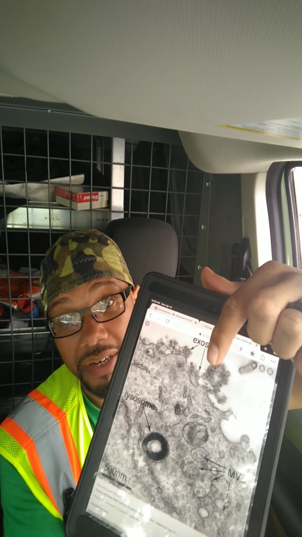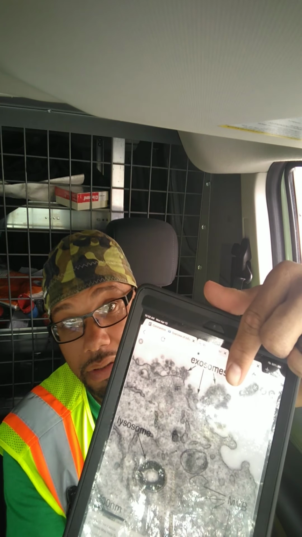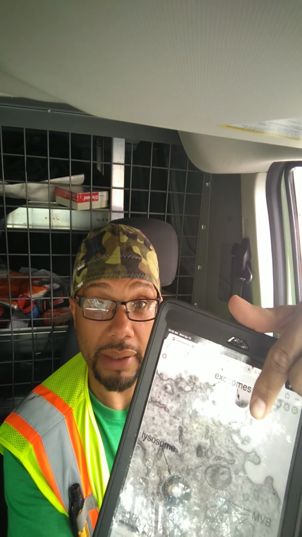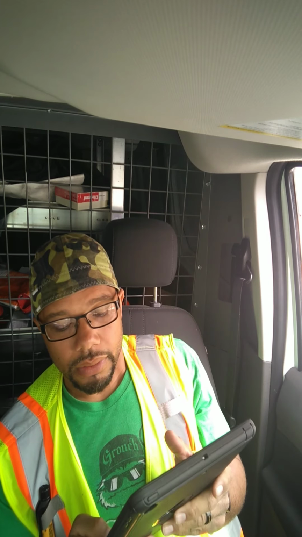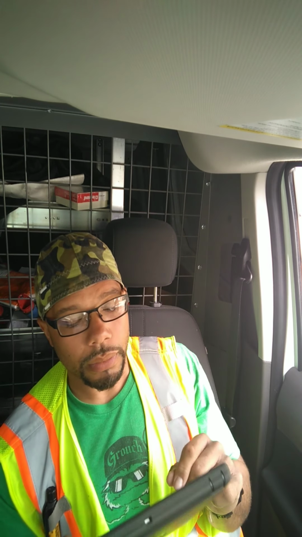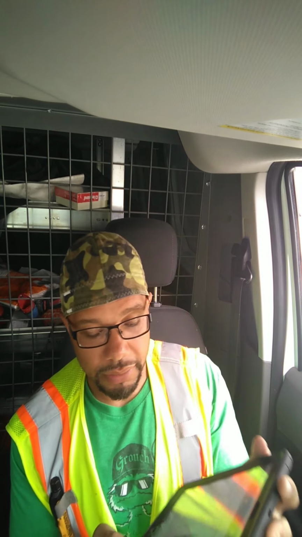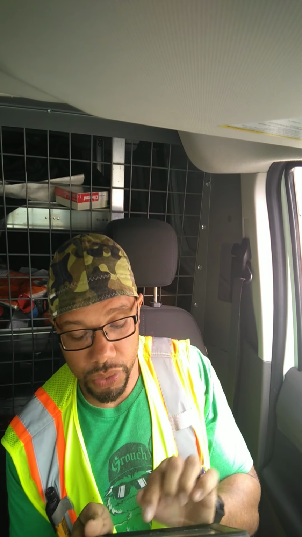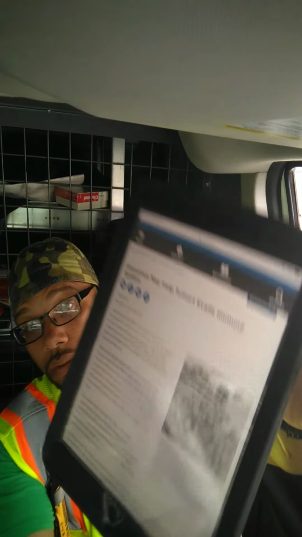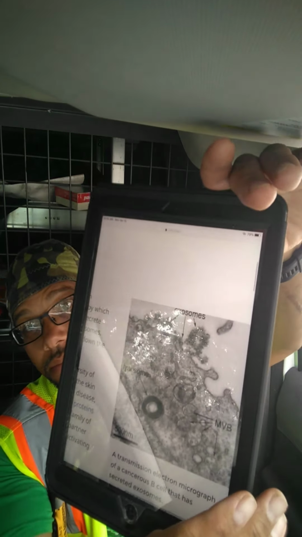versus an exosome. So this is a picture of an exosome. This is the cell, and this is all the stuff inside of the cell. That's the exosome, okay? And it's coming out of... Okay, so a transmission electron micrograph of a cancerous B cell that has secreted exosomes. Secreted. Came out of.